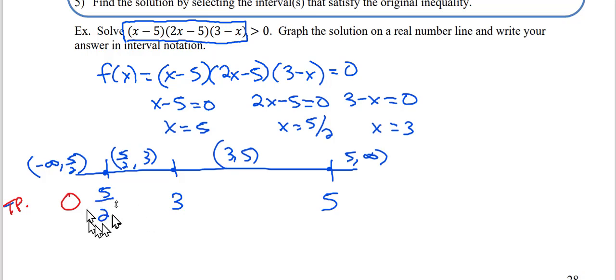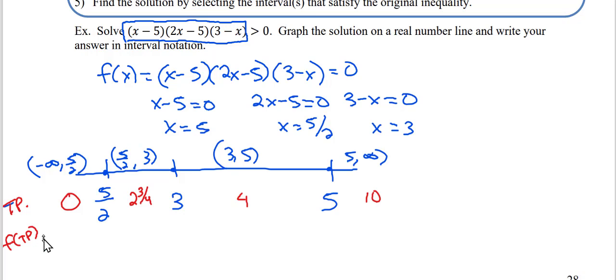This one's a little harder because it's something between 2.5 and 3. Let's go with like 2 3/4. I would go with 4 in between 3 and 5, and then maybe 10 out here. 10 is usually pretty easy to calculate. I want to plug those test points into the function. So sometimes I will write f of TP, f of the test point.